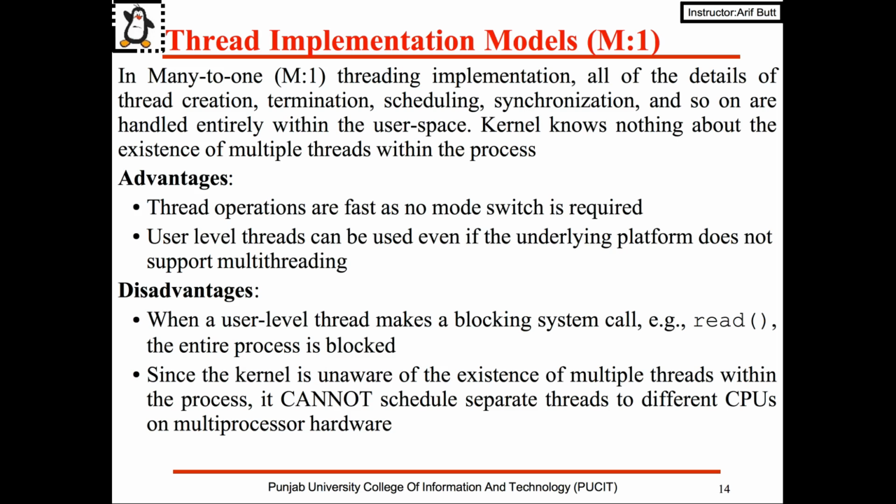The advantages of this model are the thread operations are fast as no mode switch is required. And secondly, user level threads can be used even if the underlying platform does not support multi-threading. The disadvantages of this model are when a user level thread makes a blocking system call, for example read, the entire process is blocked. And since the kernel is unaware of the existence of multiple threads within the process, it cannot schedule separate threads to different CPUs in case of a multiprocessor architecture.